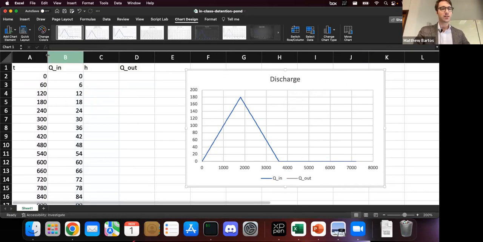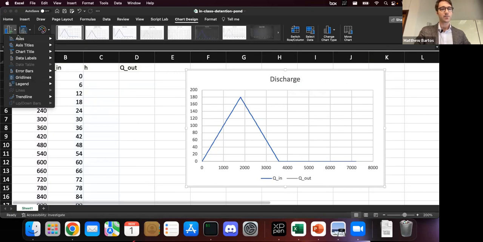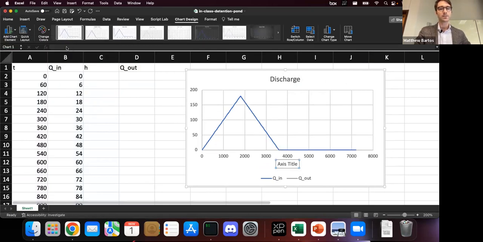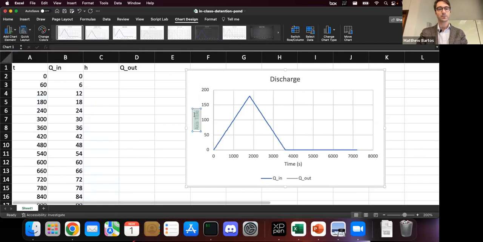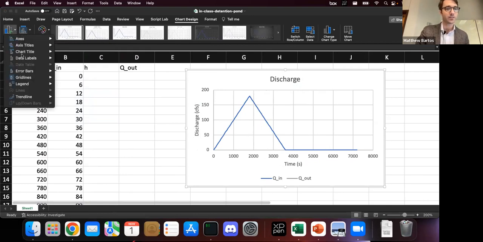Let me just go and label this correctly. So the horizontal axis will be time in seconds. And the vertical axis will be discharge in cubic feet per second. And let me add a legend here.